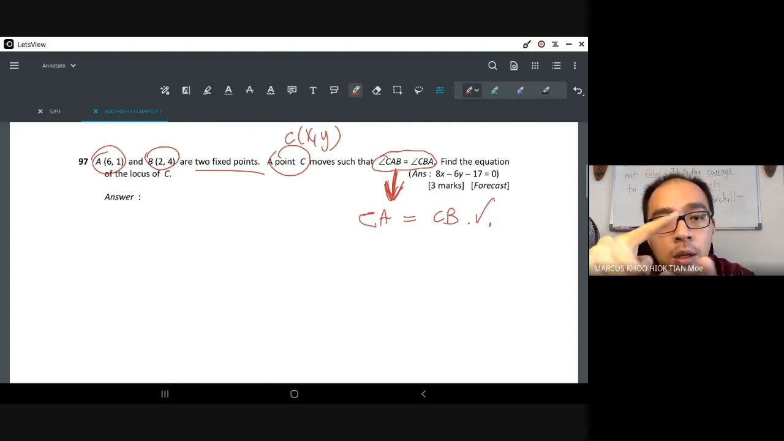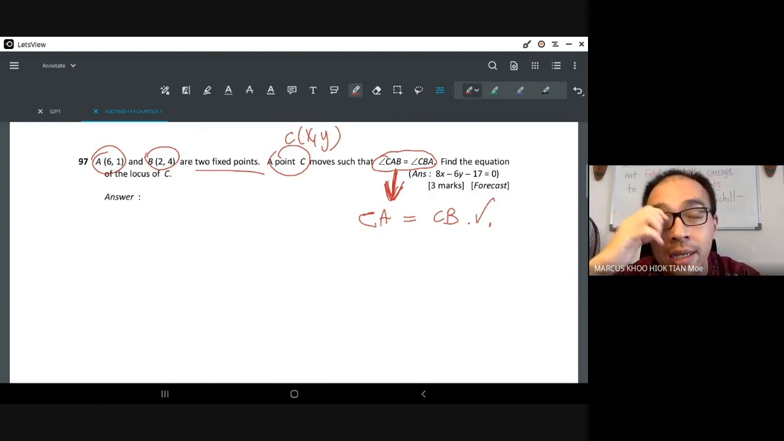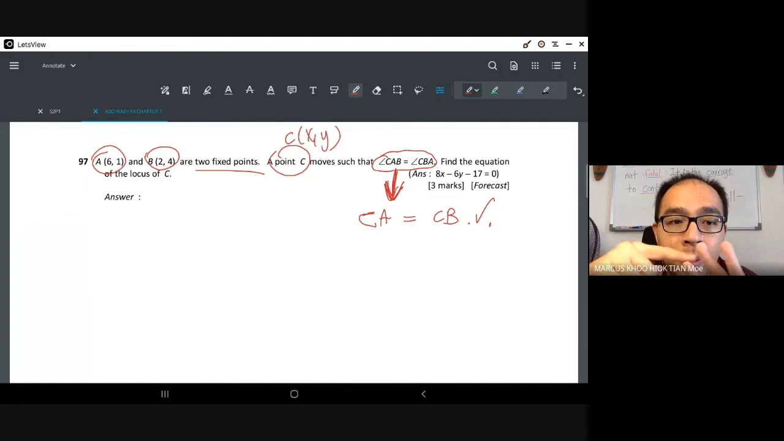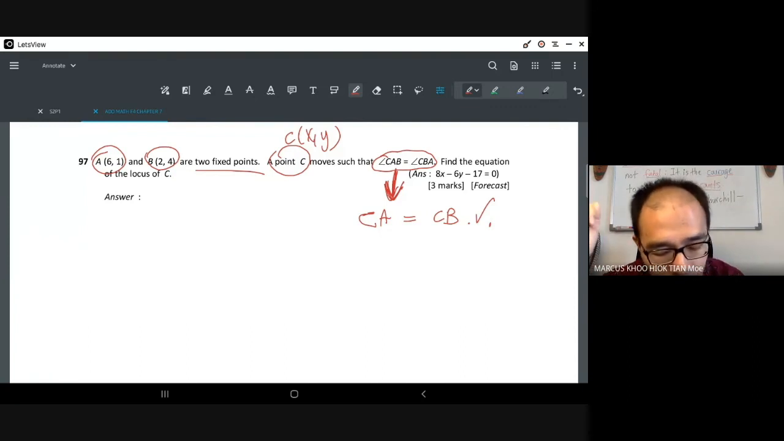Only three locus yang kamu kena belajar at this level. Two circle, one straight line. Circle ada x squared, y squared. Straight line has no x squared, y squared, x dan y saja. Sometimes only number. The key to answering this is to understand apa dia punya situasi, dan bagaimana kamu mau mula. And we always start with the distance formula. So that's it for today.